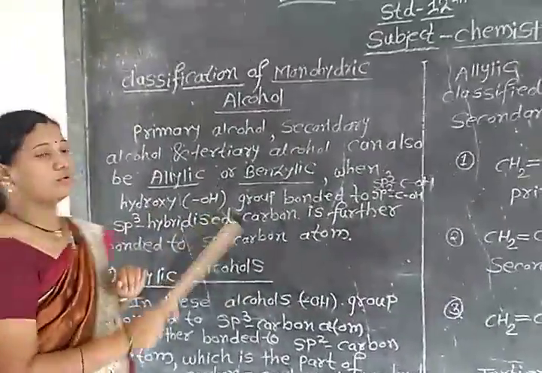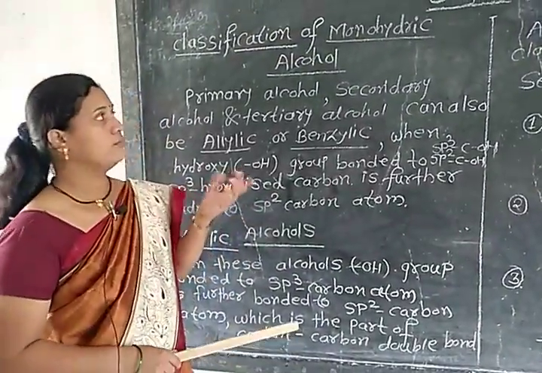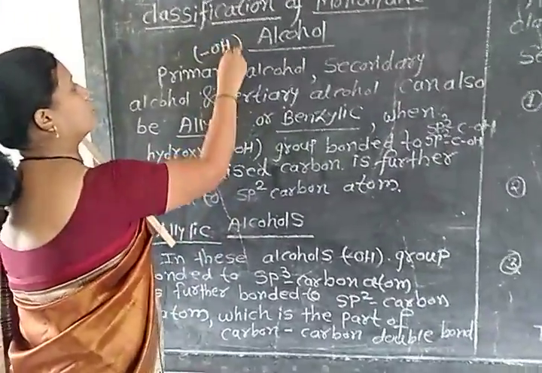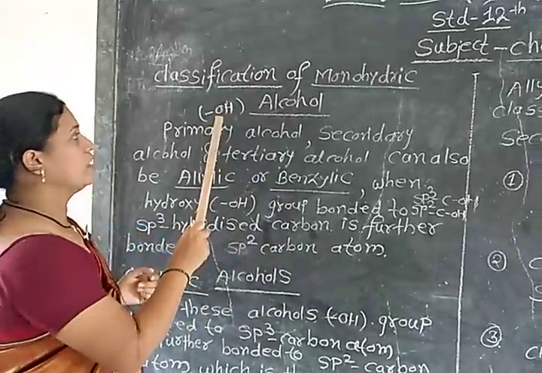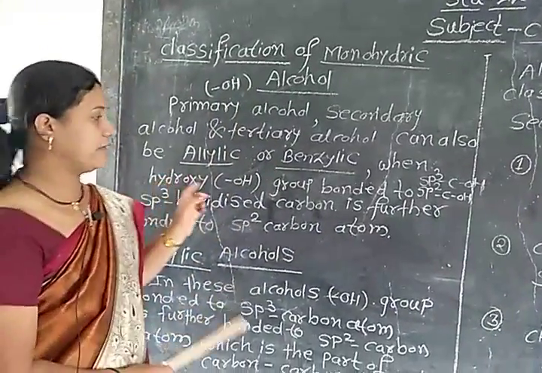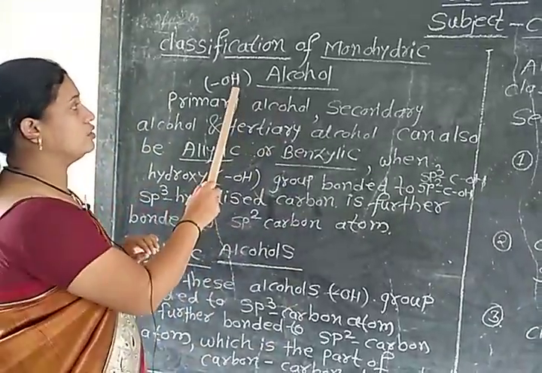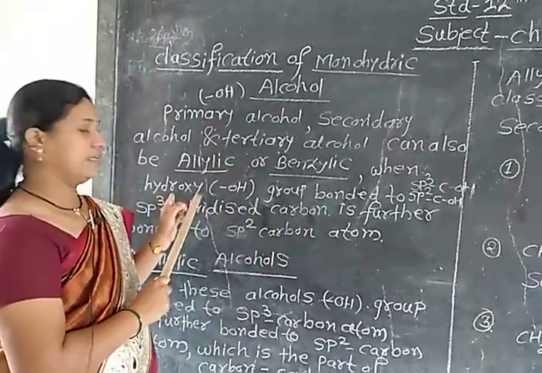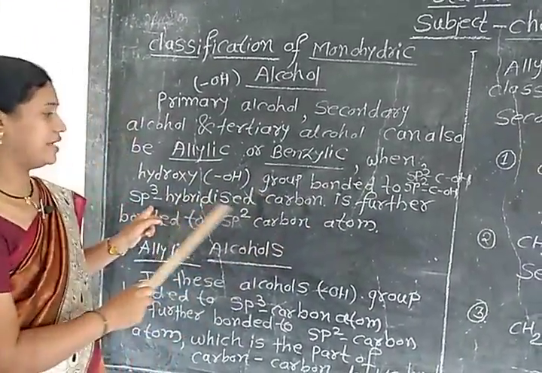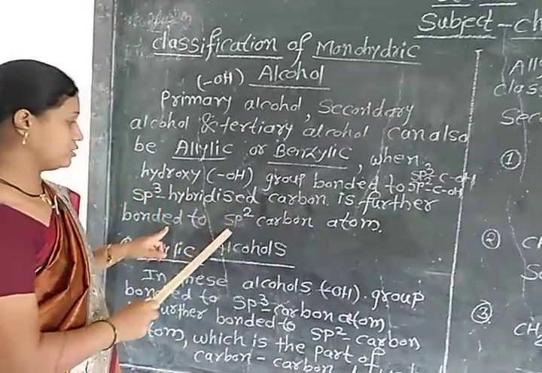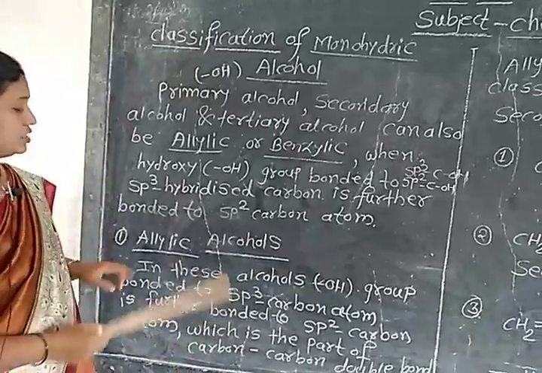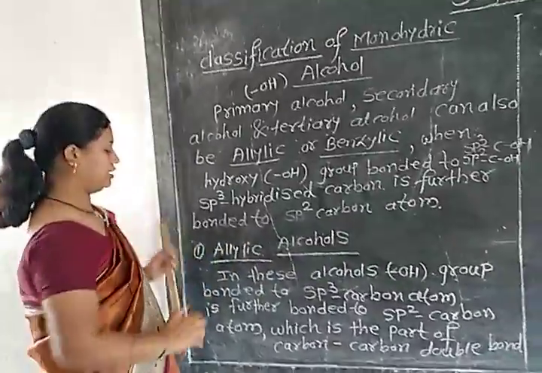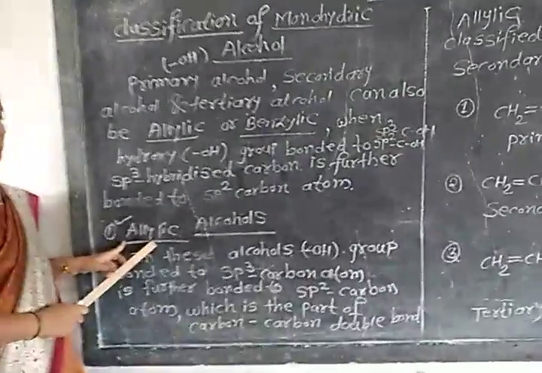As we know, the hydroxyl group, OH, is the functional group of alcohols. Monohydric alcohols contain the hydroxyl group bonded to an sp3 hybridized carbon atom. When that sp3 hybridized carbon atom is further bonded to an sp2 hybridized carbon atom, then the alcohols are called allylic alcohols or benzylic alcohols. Firstly, we are going to discuss the first type, that is allylic alcohols.